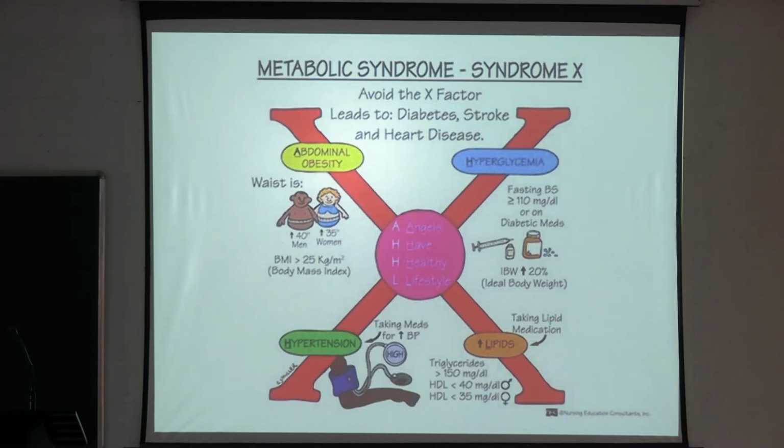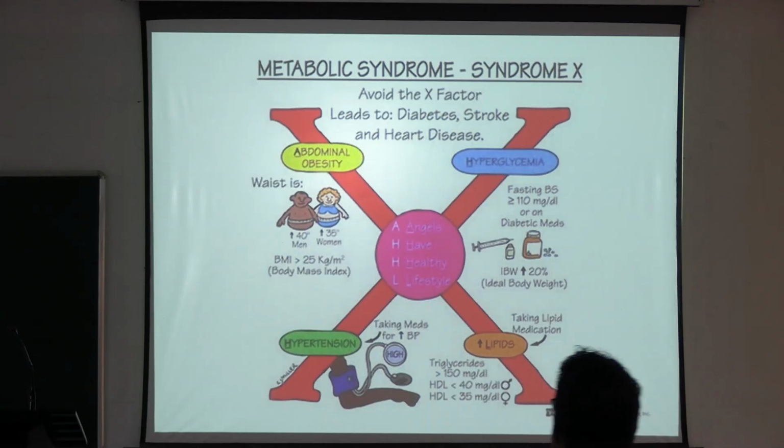It's a multi-layered factor in which you also have what is called the metabolic X syndrome, which includes abdominal obesity, hyperglycemia, hypertension, lipids. This is the thing which makes most people prone to sudden deaths, this metabolic X syndrome, a combination of these factors.